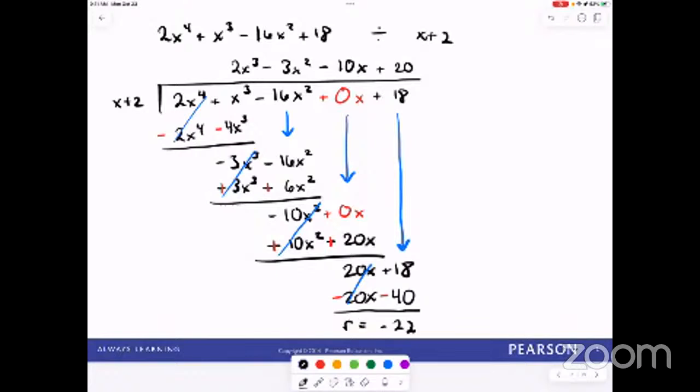Okay. So when we say this dividend divided by this divisor, our quotient is this 2x to the third minus 3x squared minus 10x plus 20. We have a remainder of negative 22. Another way we write the remainder sometimes, we're going to say the remainder over the divisor. So there's negative 22 over x plus 2. And then that's going to be it right there.